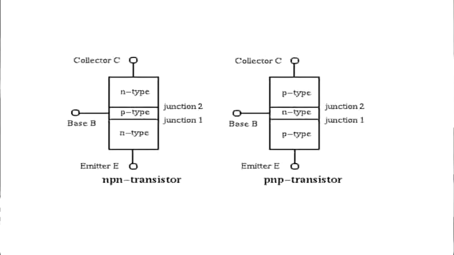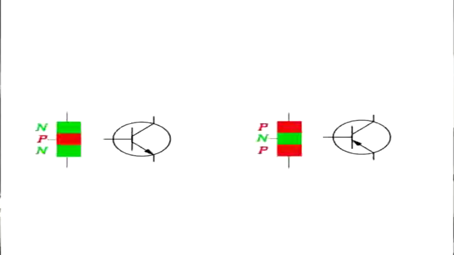This is the way transistors are made. An N-type material, P-type material, N-type material. We have two types of transistors, NPN, PNP. And when we look at our drawings of transistors, you notice this is an NPN transistor. See the arrow? This is a PNP. NPN, negative, positive, negative. PNP, positive, negative, positive.